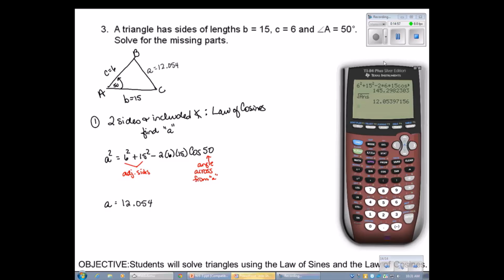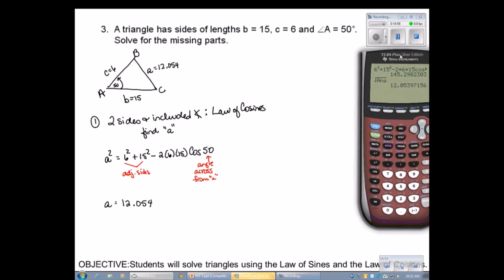All right, now I have a side angle pair. You can switch to law of sines. You just have to be careful about what you're going to find. So here's my side angle pair. What I cannot do is use law of sines to find angle B, because angle B is across from the biggest side. It might be obtuse. So I'm going to use the law of sines, and we're going to find the measure of angle C.